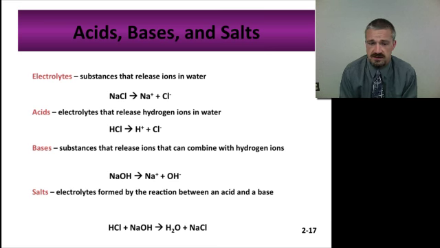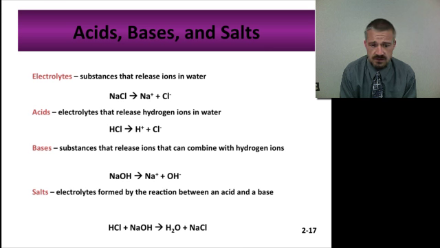A base is a substance that releases any ion that could combine with a hydrogen ion. A lot of times we refer to bases as ones that release an OH negative ion, or a hydroxyl ion, which is usually one of the easiest or most common types of bases to remember, but there are other ones that release different ions into solution.